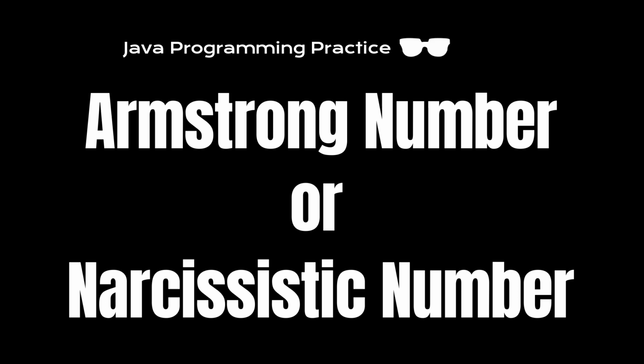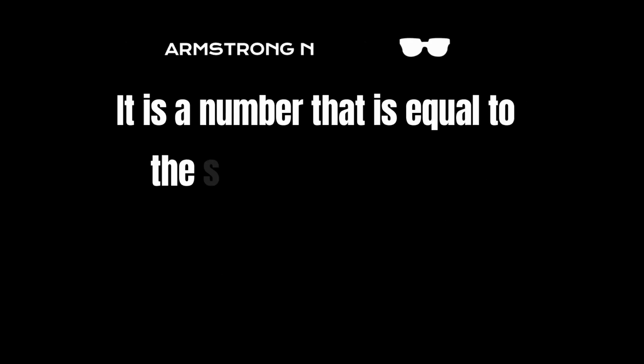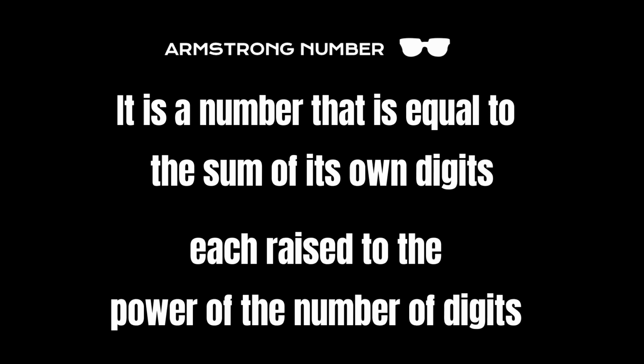Today we are going to explore an interesting concept in mathematics called Armstrong numbers. An Armstrong number, which is also known as a narcissistic number, is a number that is equal to the sum of its own digits, each raised to the power of the number of digits. It sounds complicated, right? Don't worry, let us understand this with a few examples.